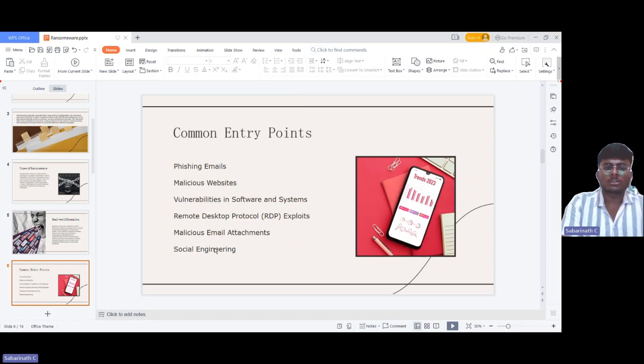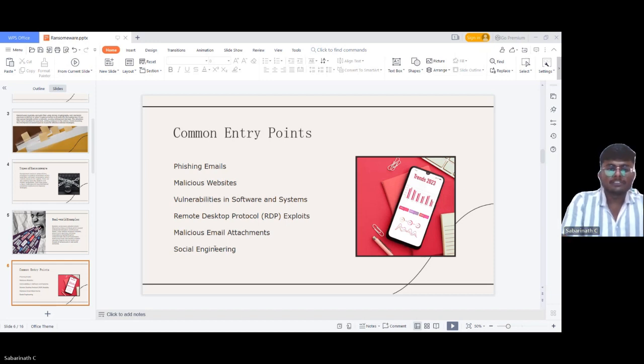Now let's see the common entry points. Ransomware exploits various entry points to infiltrate systems, often capitalizing on human vulnerability. Understanding these common points is crucial for our defense. Let's explore the gateways to ransomware infiltration.